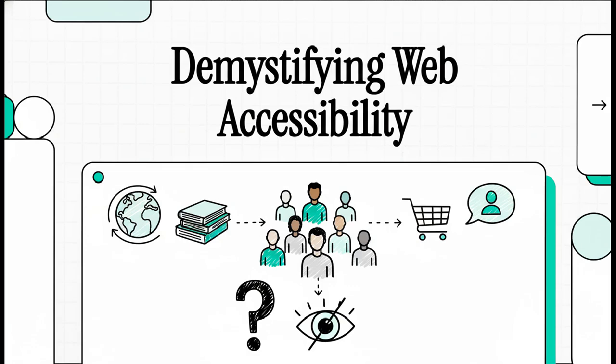You know, the internet feels like such a fundamental part of our lives, right? It's like this massive public square, a library, and a giant marketplace, all rolled into one. But here's a question. Is it actually open to everyone? That's really the core idea behind web accessibility, something that is so crucial, but honestly often gets overlooked.